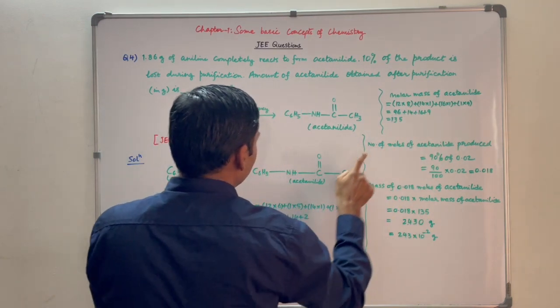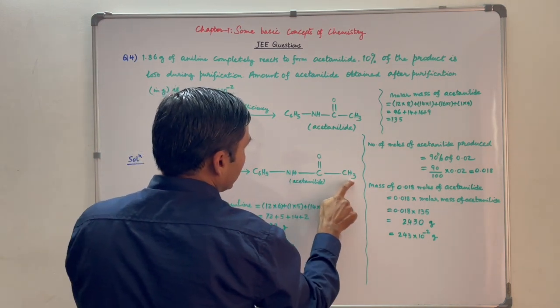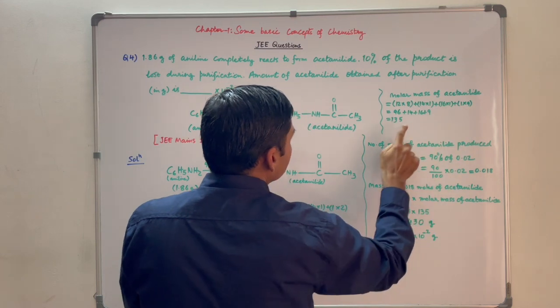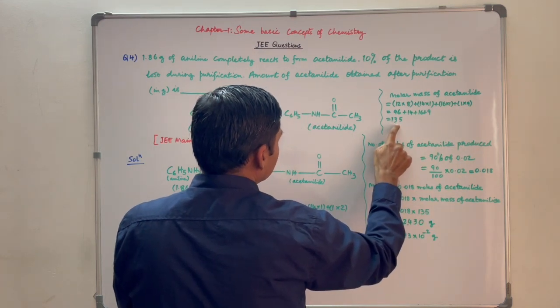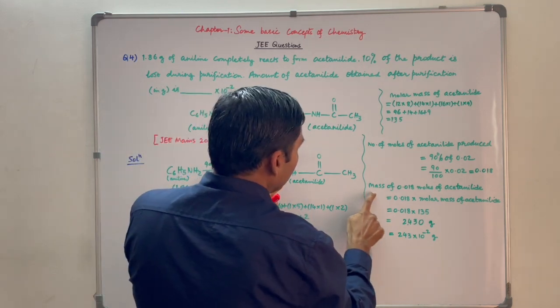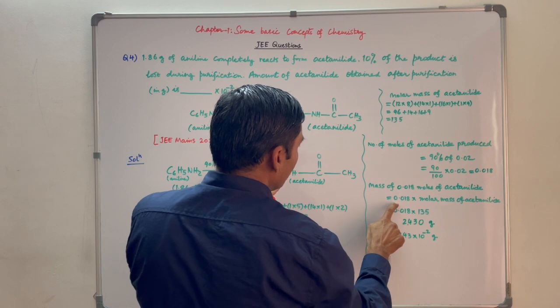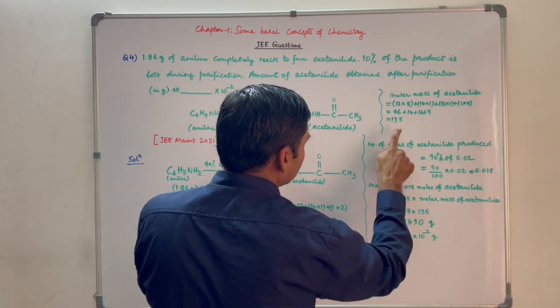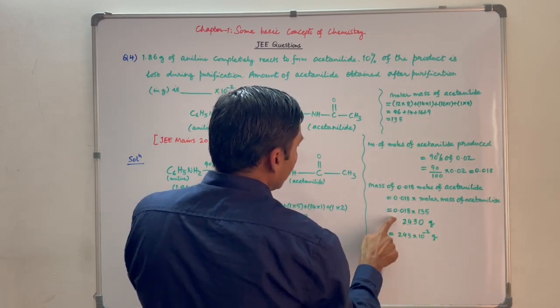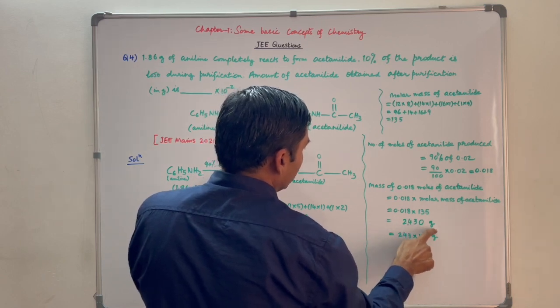16 into 1 plus number of hydrogen atoms 5 plus 1 6 plus 3 9. So 1 into 9. That comes out to be 135. That is molar mass of acetanilide. So mass of 0.018 moles of acetanilide will be 0.018 into molar mass 135. So the amount of acetanilide produced will be 2.43 gram.